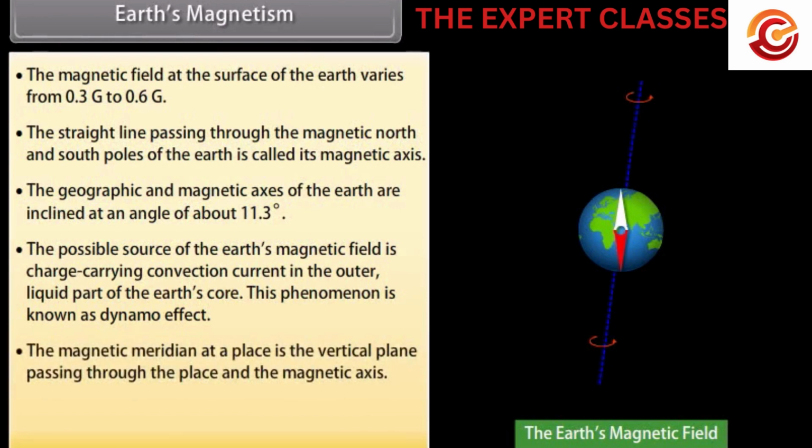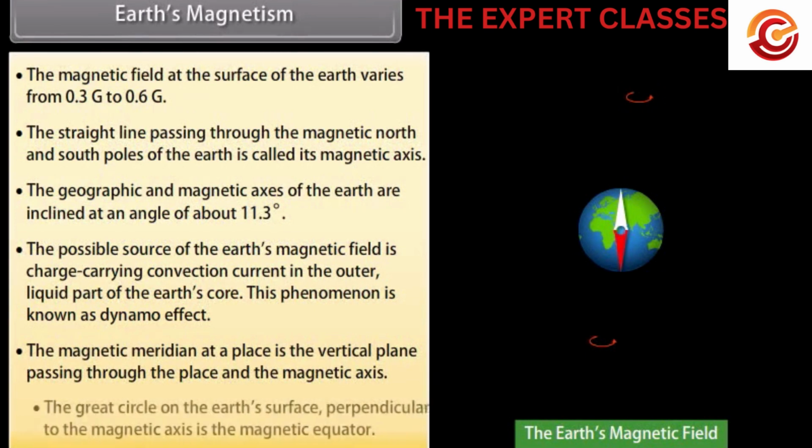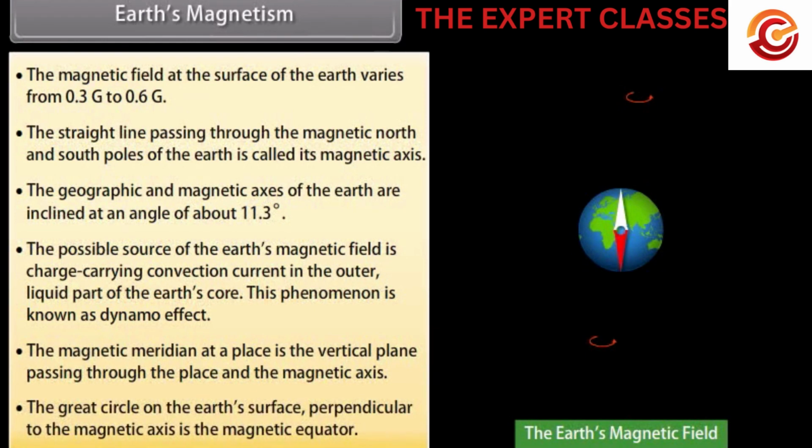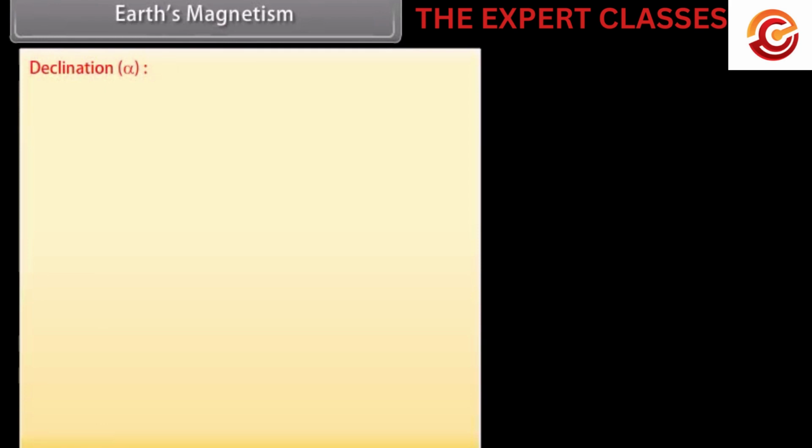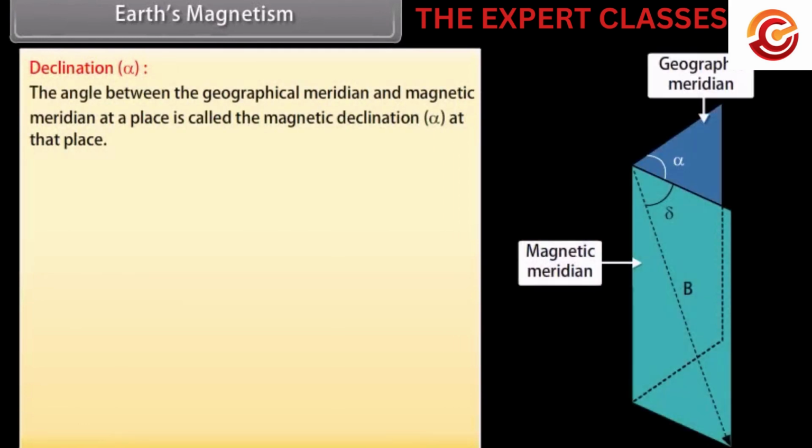The magnetic meridian at a place is the vertical plane passing through the place and the magnetic axis. The great circle on the Earth's surface perpendicular to the magnetic axis is the magnetic equator. Declination alpha. The angle between the geographical meridian and magnetic meridian at a place is called the magnetic declination at that place. Angle of dip, delta.